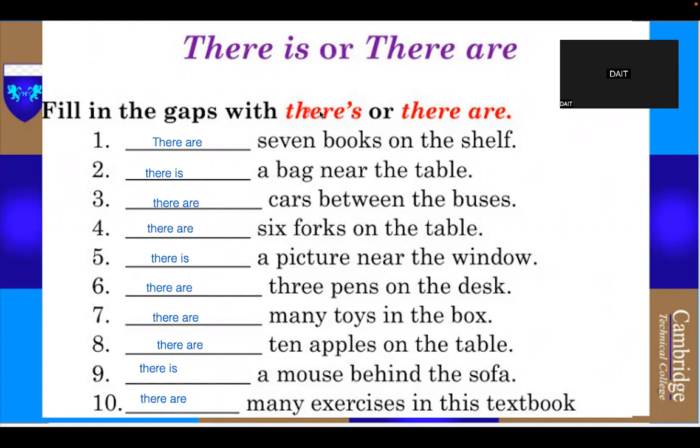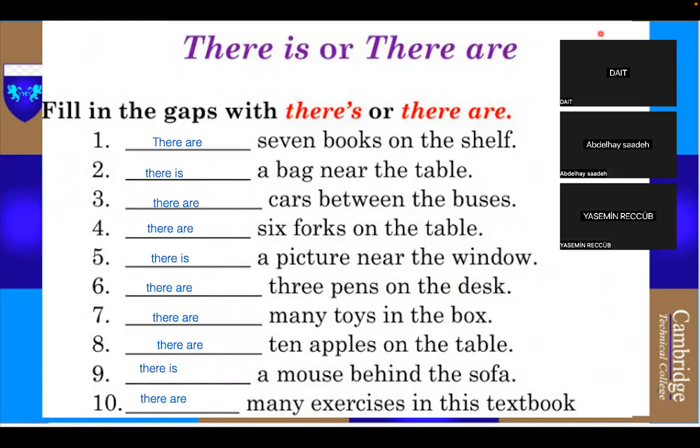So now give me 2 examples. Example, there is and there are. 2 sentences. We have also Mr. Abdul Hay also. So give me an example. 2 sentences. 1 sentence with there is, 1 sentence with there are. Different. Don't give me these sentences. ما تعطوني من نفس الجمل. For example, there are a lot of works today.